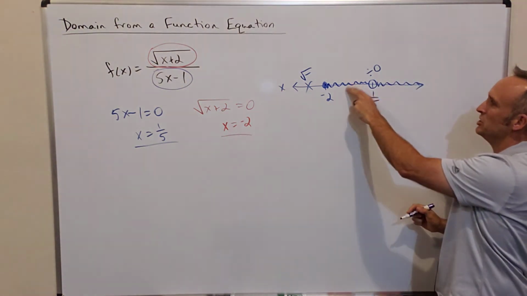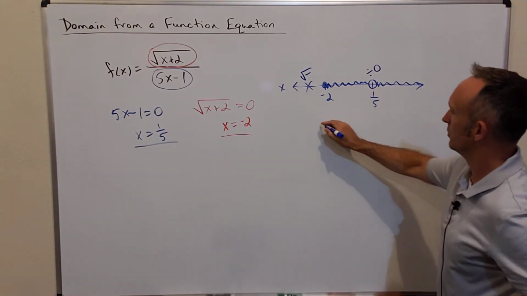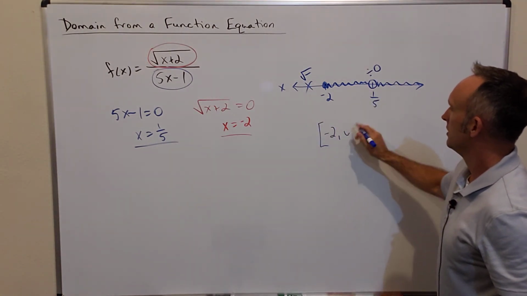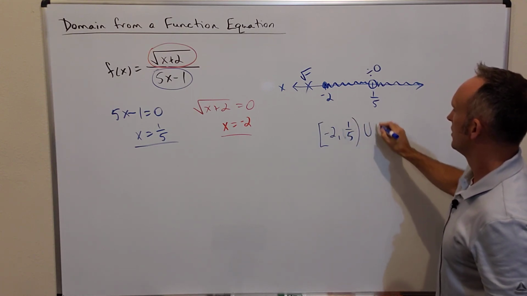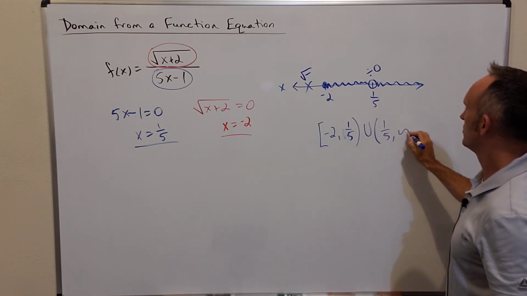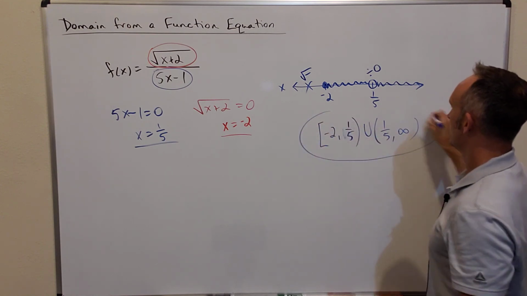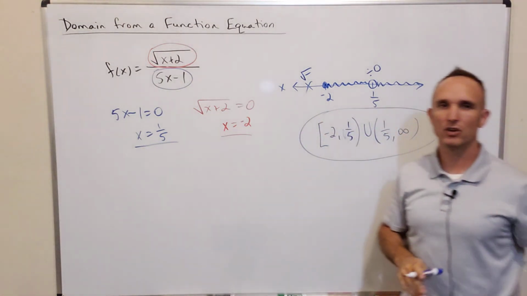So the domain is the union of these two intervals. -2 to 1/5, including the -2, union 1/5 to infinity. And that's the domain of this function.